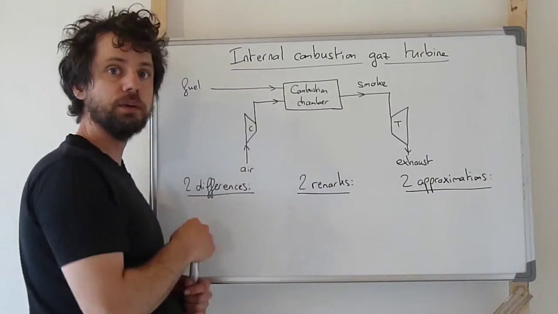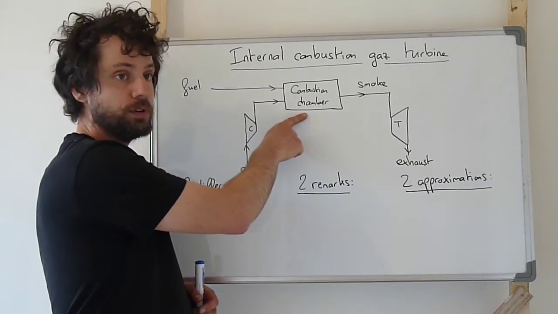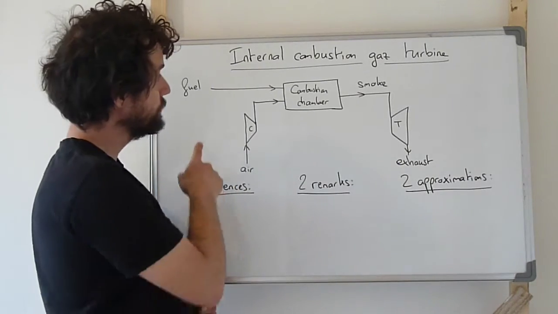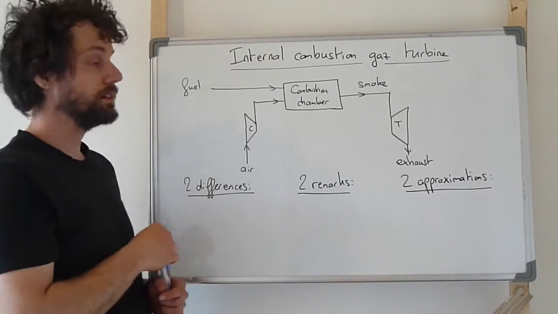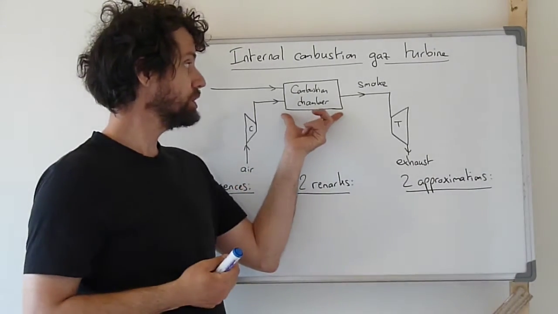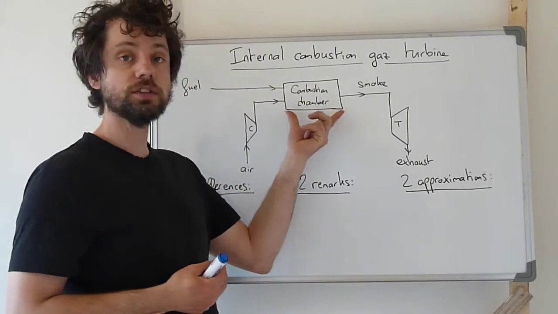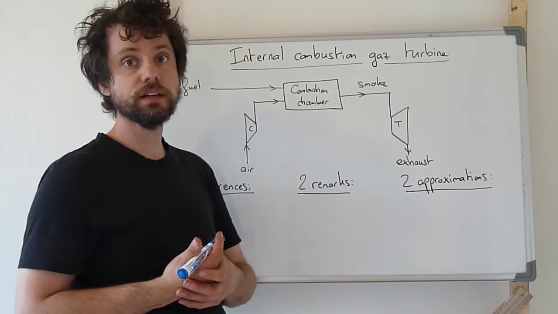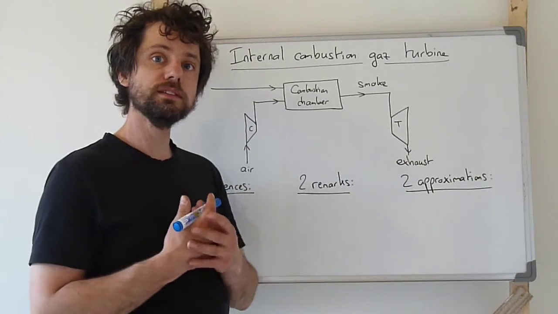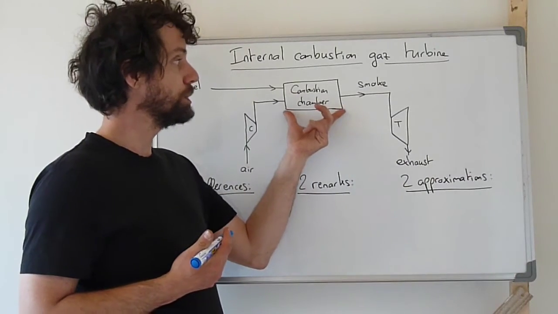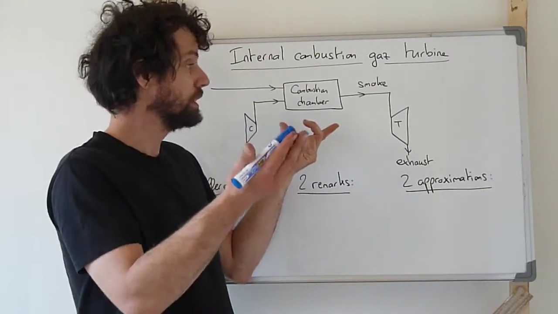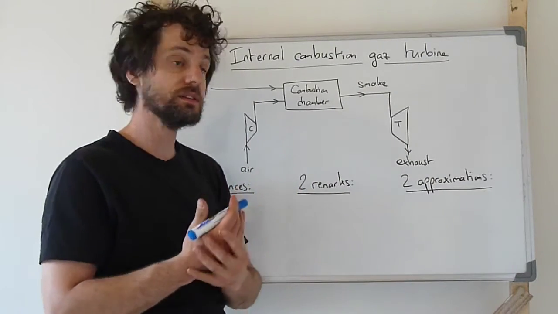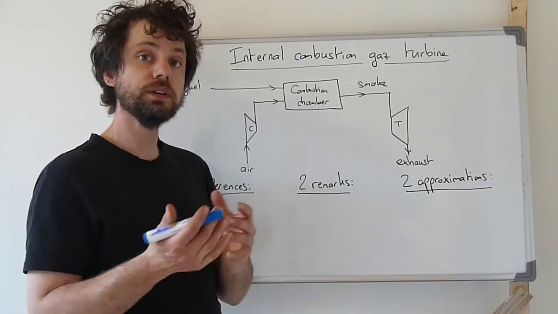This high pressure air is sent to the combustion chamber, and in this chamber the fuel is added. This fuel is added at high pressure too, and combustion takes place in the combustion chamber. Combustion is an exothermal chemical reaction, so all the heat that is released by the chemical reaction will be used here to increase the temperature of the smoke.